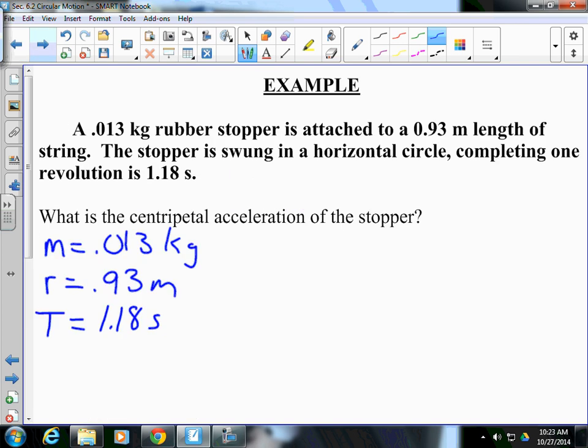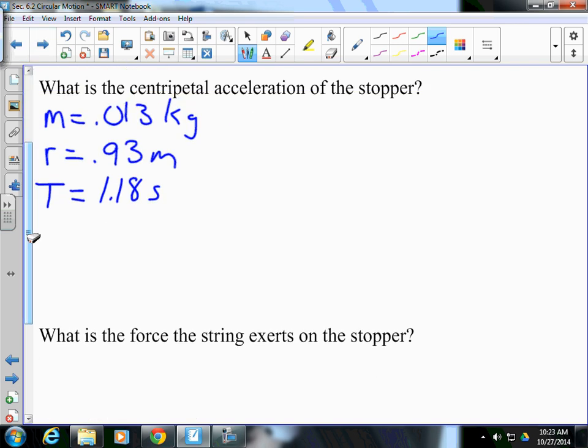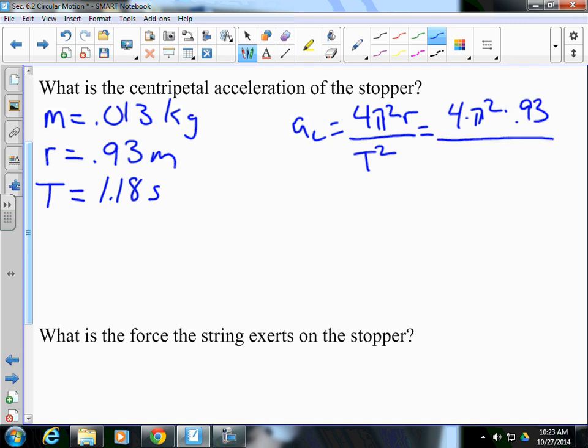So if we write this out, we are left with AC is equal to 4 pi squared r over t squared. We plug in our numbers: 4 times pi squared times r, 0.93, divided by t squared, 1.18 squared. Go ahead and do your math, and with 2 sig figs, our centripetal acceleration is 26 meters per second squared.